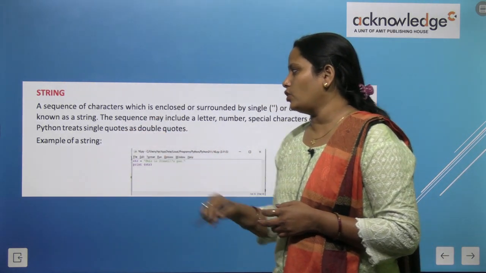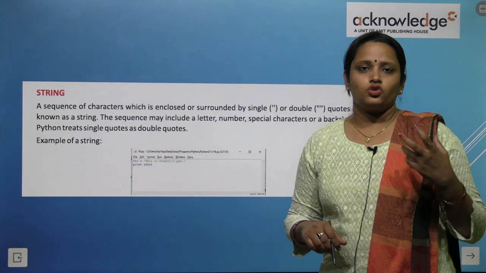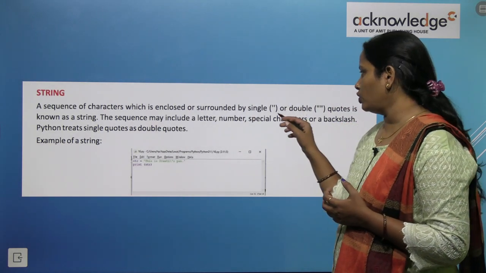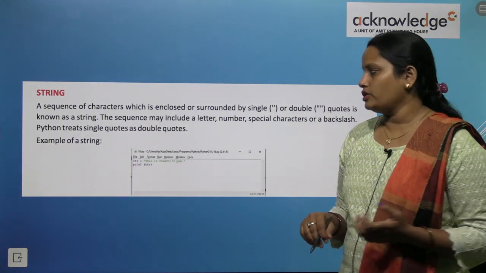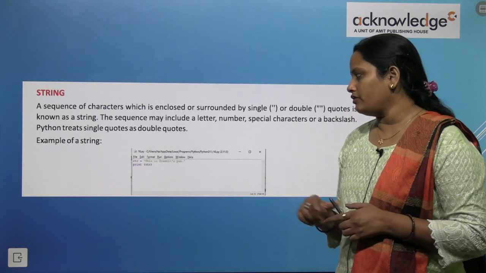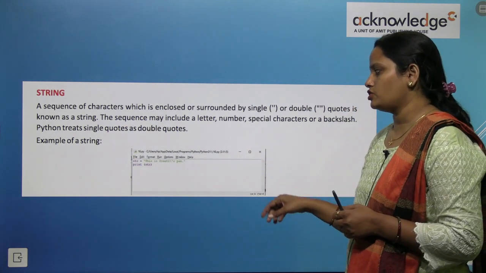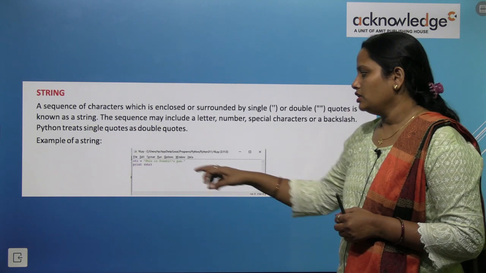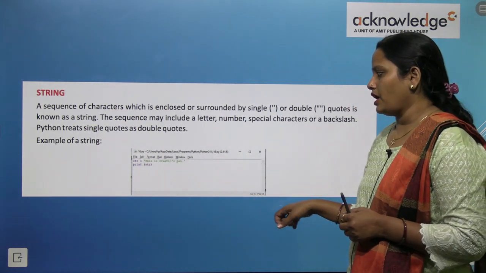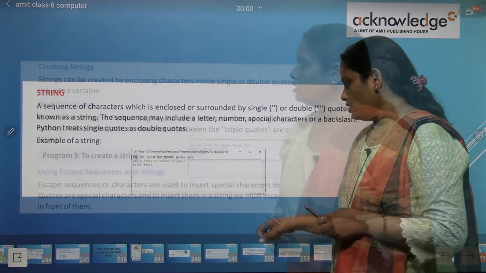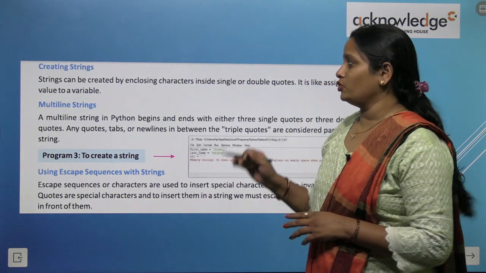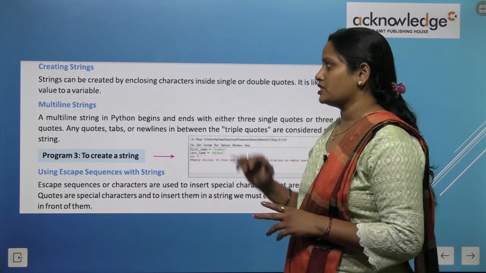Python treats single quotes as double quotes. सो पाइथन क्या है, वो सिंगल कोट को भी डबल कोट जैसे ही ट्रीट करता है. Now here we have written the print string is written here. This is Preeti's pen. This is the string. Now we are going to learn how can we create strings.